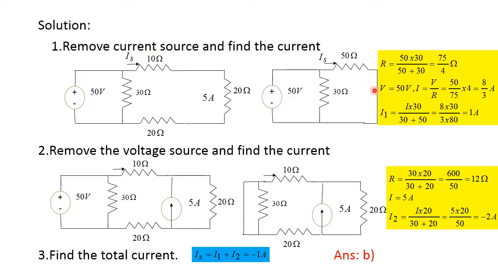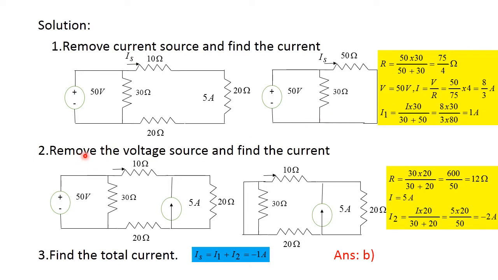The total supply voltage is V equal to 50 volts. Then according to Ohm's law, I is equal to V by R, so that is 50 divided by 75 by 4, which is equal to 8 by 3 amperes. Now we have to calculate the current flowing through this 50 ohm resistor alone. By using the current division rule, I1 is equal to I, the total current, into the other branch resistance divided by the sum of the branch resistances. So I1 is equal to 8 into 30 divided by 3 into 80, that is equal to 1 ampere.